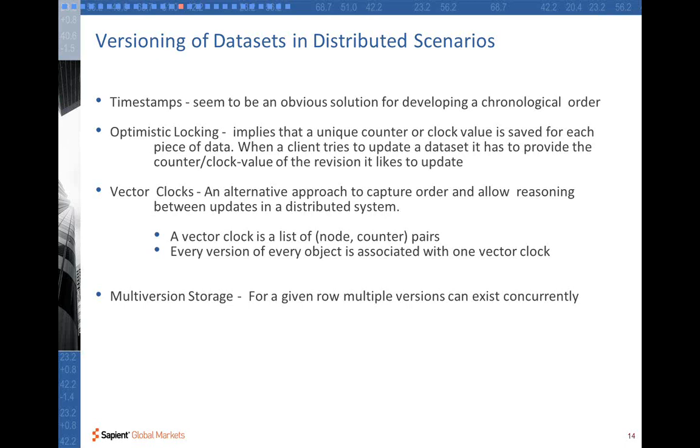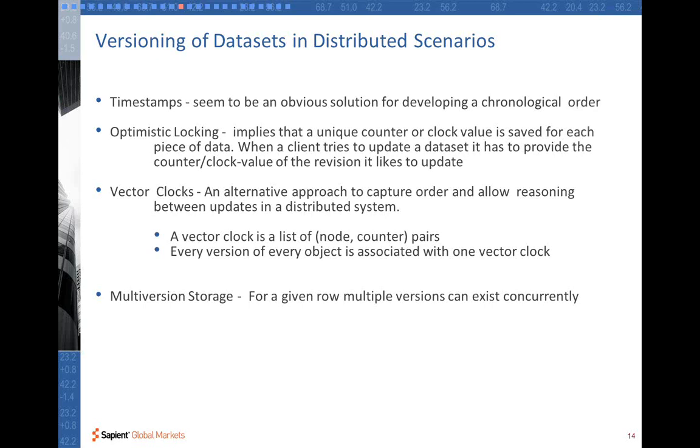For a given row, multiple versions can exist concurrently. Examples of multi-version storage are Apache HBase and CouchDB from the NoSQL world. Even MySQL when used with InnoDB, and Sybase and Oracle, provide multi-version storage.